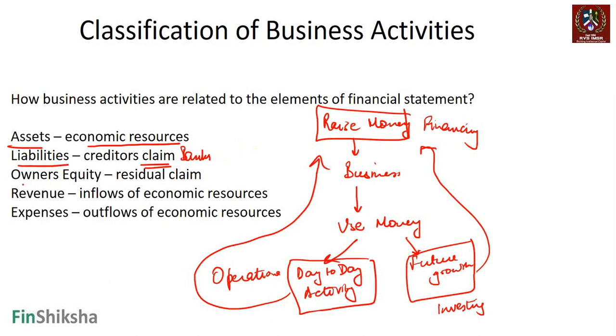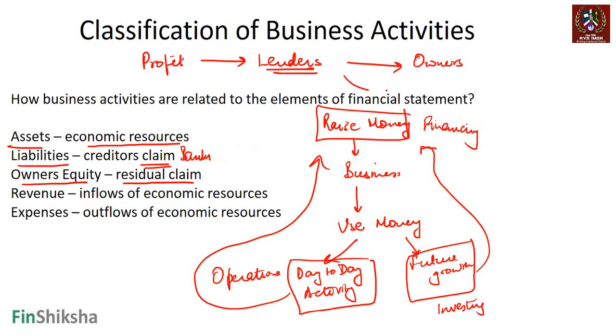Owner's equity is essentially this: any business has an owner. An owner can give money to a business. That's called a residual claim. What is a residual claim? You make a profit. From the profit, you first pay the lenders. Remember, the banks always come first. And then if something is left, that goes to the owners. That's why it's called residual. Only if there is a residual after repaying the lenders will you get money as the owner.